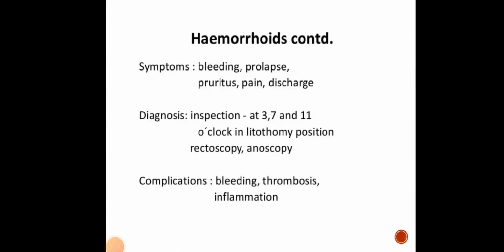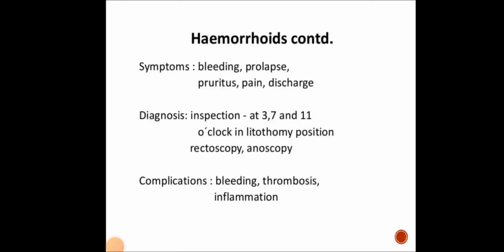And on examination, internal hemorrhoid, if it is without prolapse, we cannot detect it on inspection. In second and third degree hemorrhoid, internal hemorrhoids may be seen when the patient strains. The mass will protrude out. In fourth degree, we can see the prolapsed piles at the 3, 7, and 11 o'clock positions. On digital examination, uncomplicated internal piles will not be felt. We cannot feel an uncomplicated internal pile mass during the digital examination. Only if it is thrombosed, we can feel it during the digital examination.